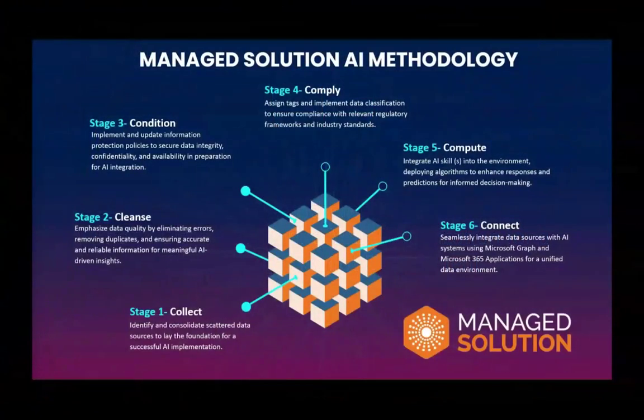And now that we know how plugins interact with Copilot, there's actually an underlying secret that we should all be aware about, and this is how to practice AI responsibly. Now, managed solutions methodology, we follow what's called the 6 Cs, as you can see here: collect, cleanse, condition, comply, compute, and connect. And we're going to dive into this a little bit later.